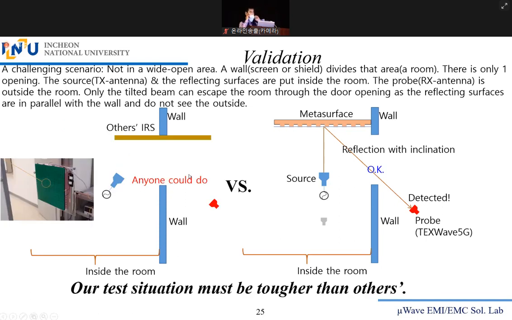Another group developed their own RIS and tested its functionality, but we drive our situation to something more strict and stringent compared to this. Why? My metasurface is inside the room, but their RIS is not inside the room. It is almost outside the room. Can you see that? You can find this on YouTube. Anyone can do it. And I cast my doubt.